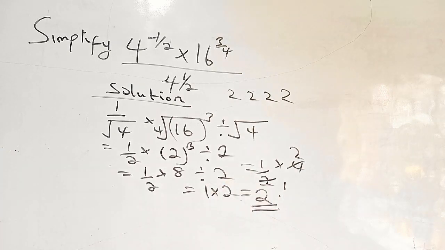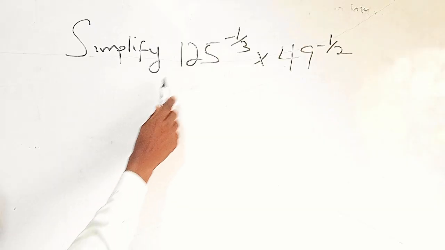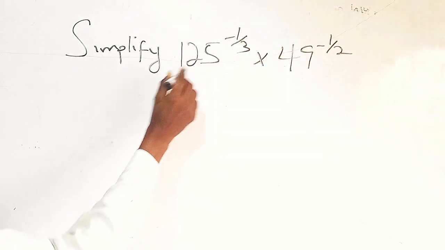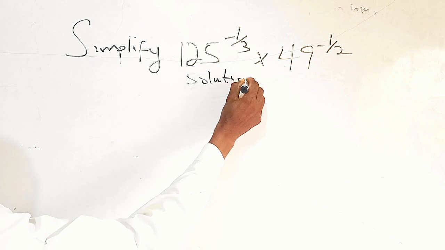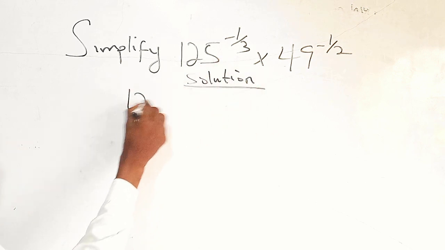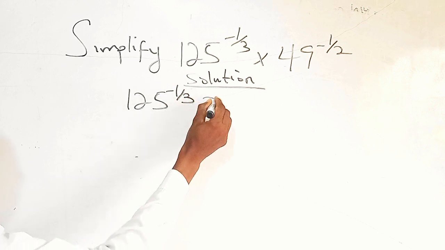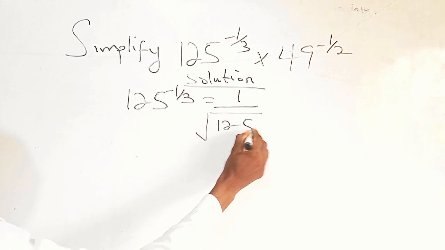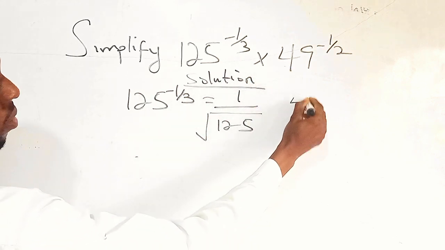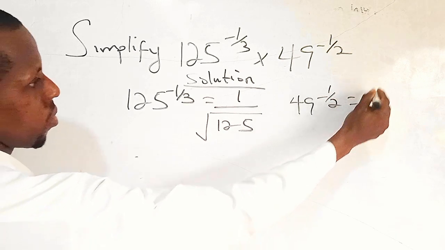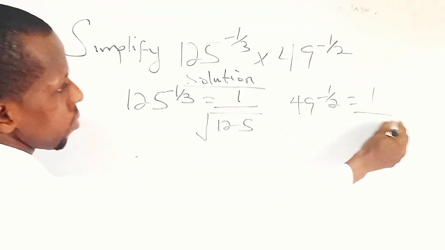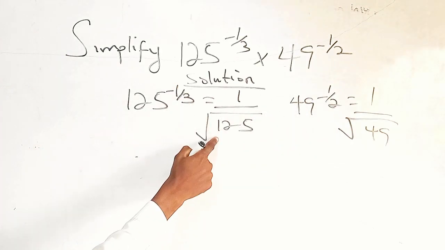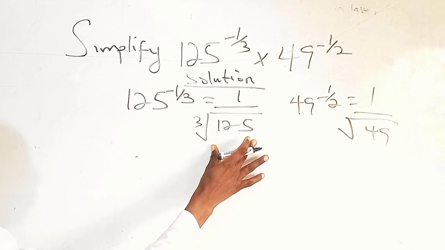We have to simplify 125 to the power minus 1 over 3 times 49 raised to the power minus 1 over 2. Solution. So I can write this as 125 to the power 1 minus 1 over 3, which is the same thing as 1 over the cube root of 125. Okay, and for this I can write it as, to remove this minus sign I introduce a 1. It's the square root of 49 because of this, and this one is to make this the cube root of this.